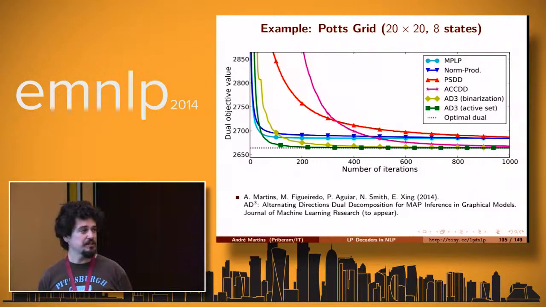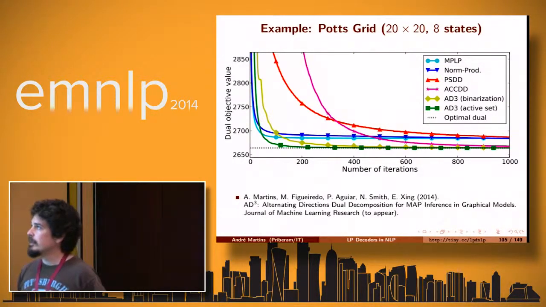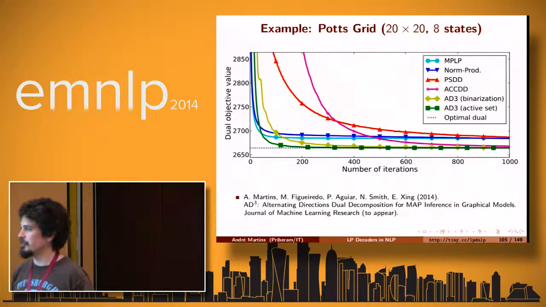So is there any question about these plots? This is a synthetic model, a pairwise Markov random field with 8 states. Okay, so we're going to see some concrete tasks afterwards.